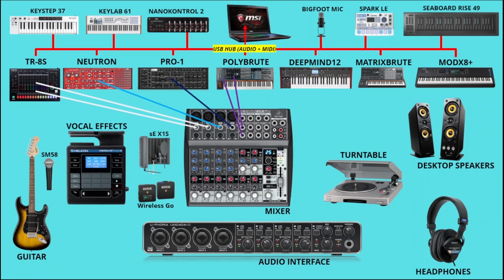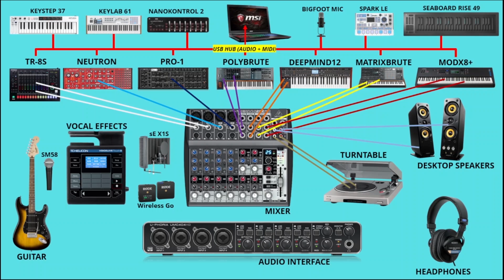The Polybrute connects from its stereo outputs to the first stereo input. The DeepMind 12 connects to the next set of stereo inputs, the Matrix Brute to the next, and the MODX 8 Plus to the final set of stereo inputs. Then, as an optional extra, I have my record turntable connected to the CD tape in on the mixer, and the CD tape out then runs to my desktop speakers, allowing me to hear the output of the mixer.